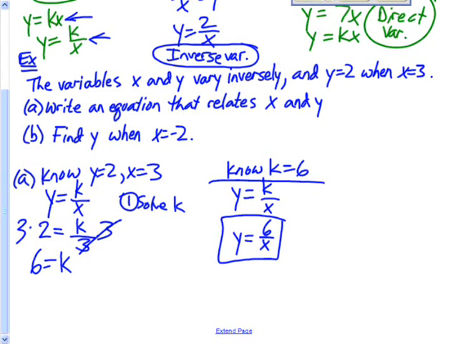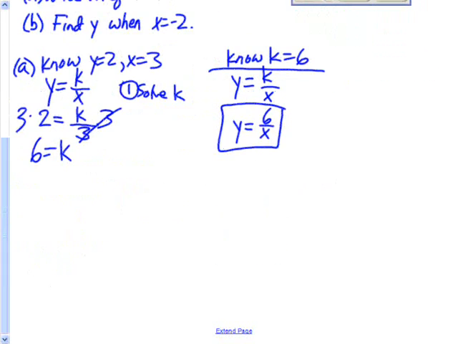So I can find my y value whenever I know an x value, which is what they're going to ask me to do on this part B. So part B, they say, find y when x is negative 2.